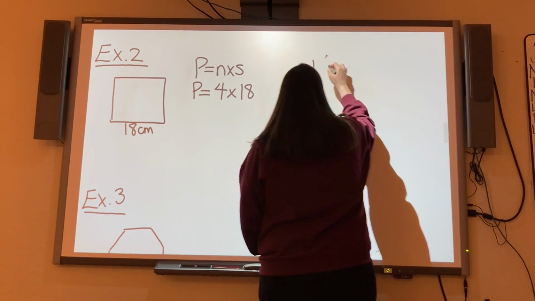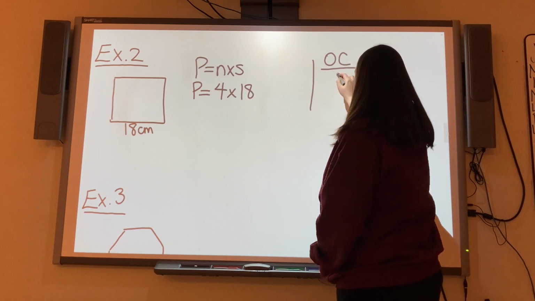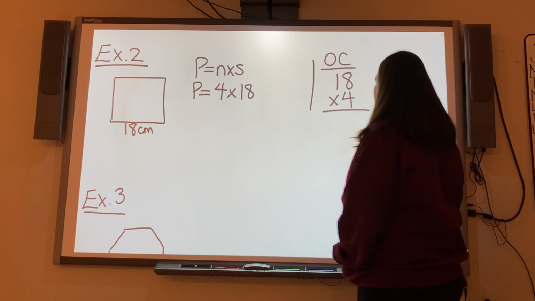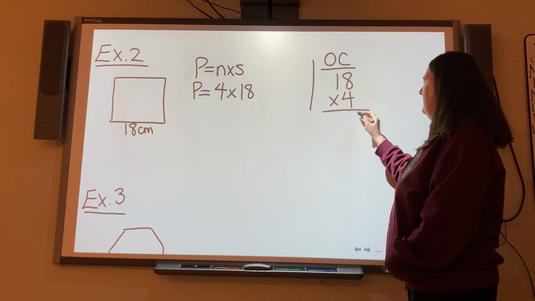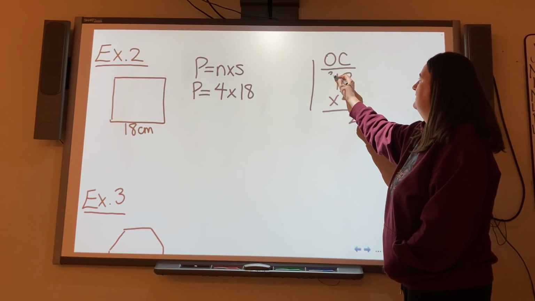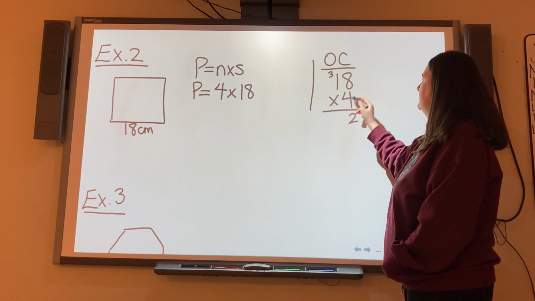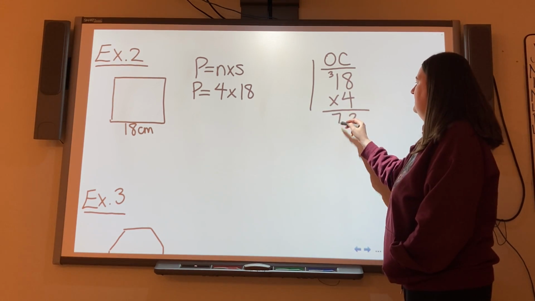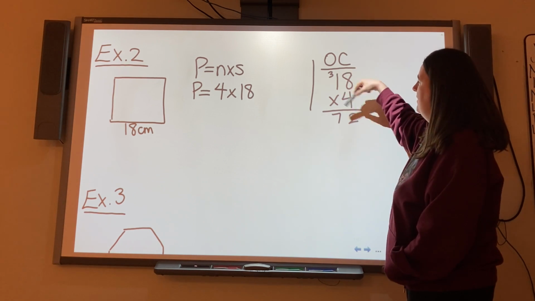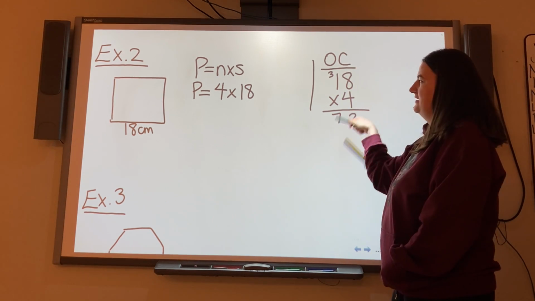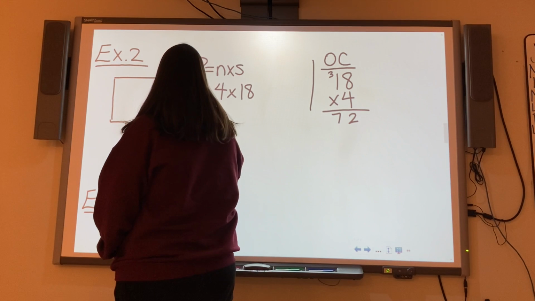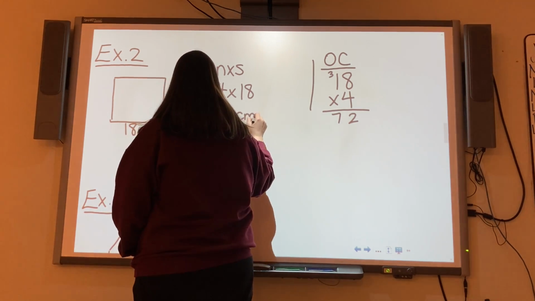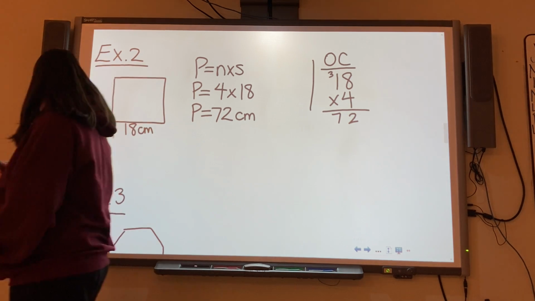Go over to my outside calculations. Take my 18, multiply it by 4. 4 times 8 is 32. Carry your 3. 4 times 1 is 4, plus the 3 that I carried is 7. No decimal spots. Perimeter is 72 centimeters.